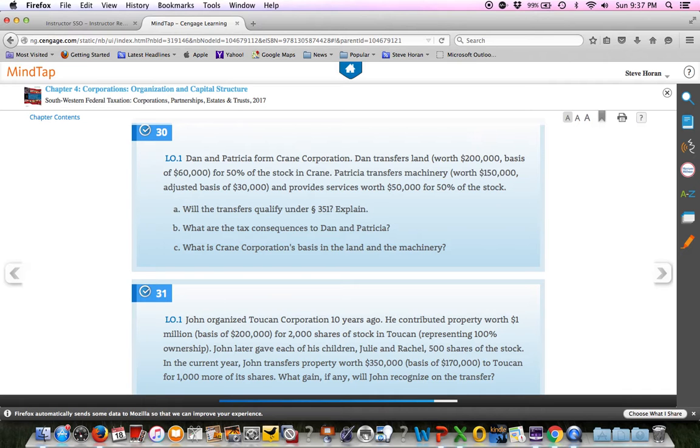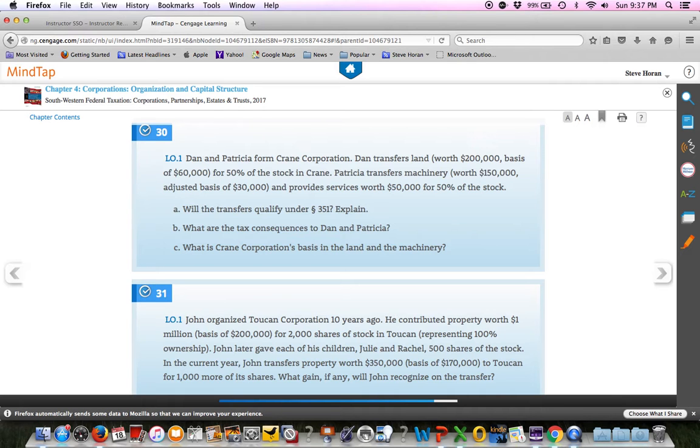Question B, what are the tax consequences to both Dan and Patricia? Dan has no gain on transfer of the land. His basis in the Crane stock is 60, which is his basis in the land. Okay, so his basis is 60. Patricia recognizes compensation income of $50,000 in the transfer, because of the services she provided. Even though the transfer of the machinery qualifies under Section 351, her transfer of services for stock does not.